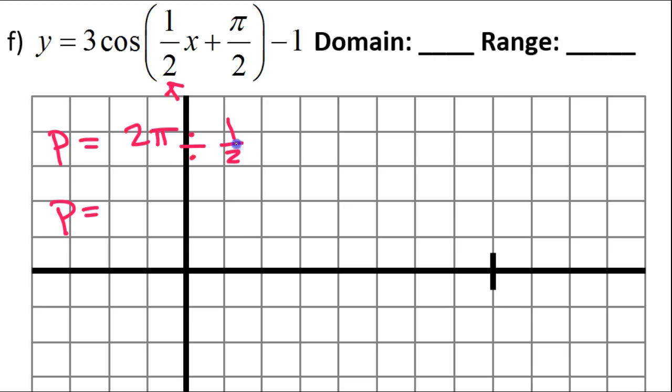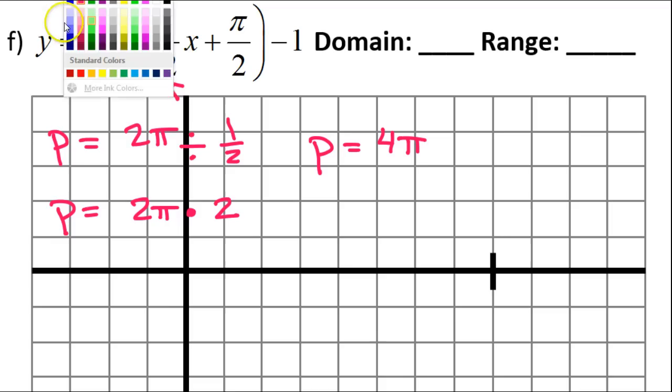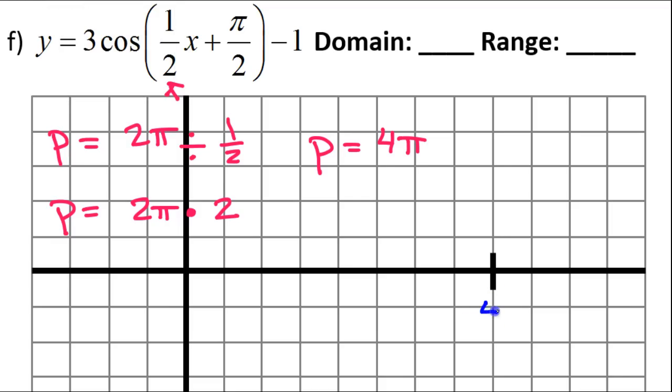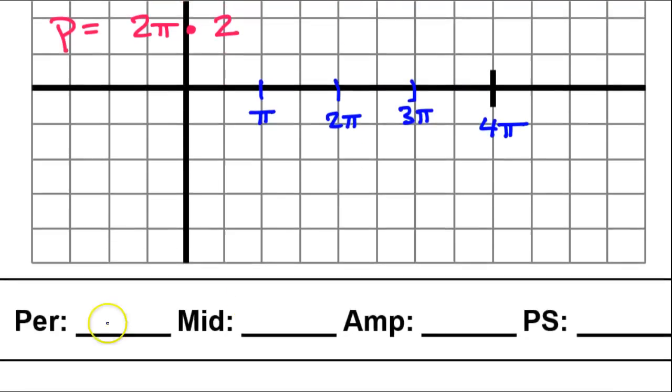Now, the way you divide by a fraction is you multiply by the reciprocal. So 2 pi divided by 1/2 is the same thing as 2 pi times 2. So that's why the period is going to be 4 pi. That is why I'm going to put 4 pi right here. Then halfway will be 2 pi. Half of that will be 1 pi. And then this position is 3 of these, so that'll be 3 pi. And might as well write down that the period is 4 pi.